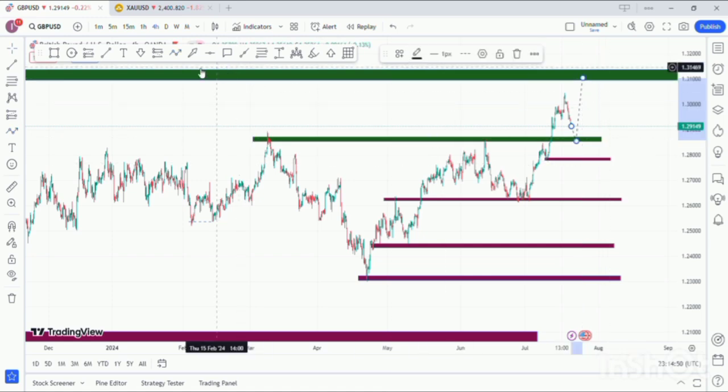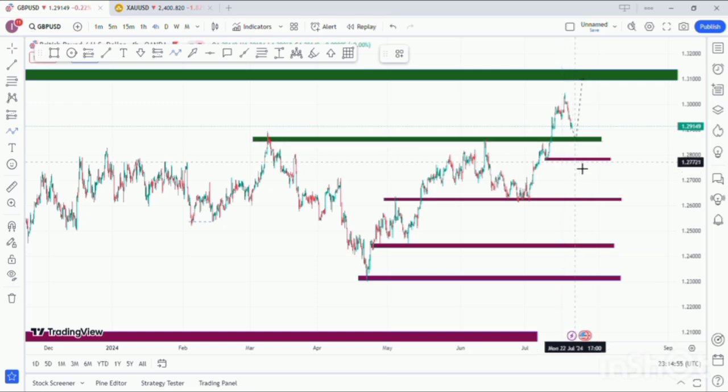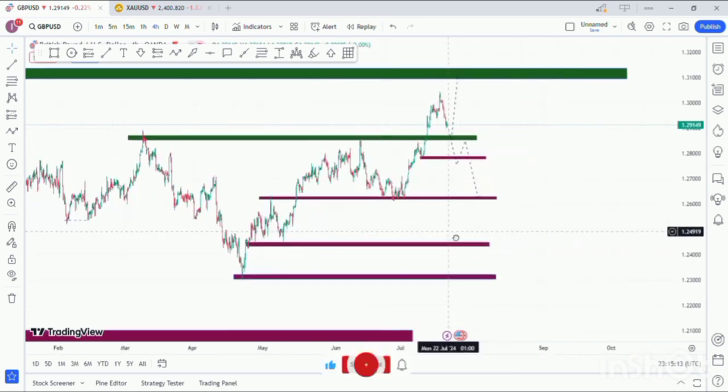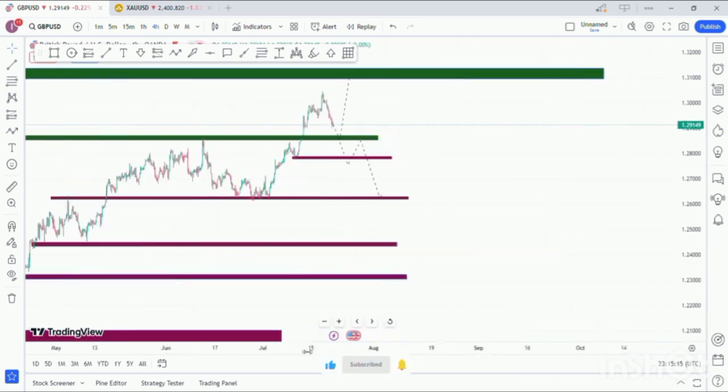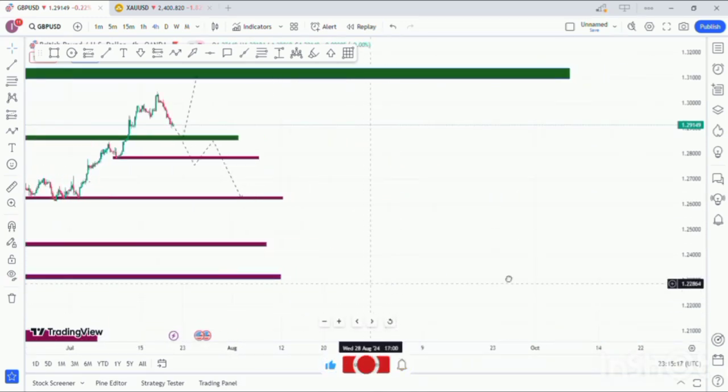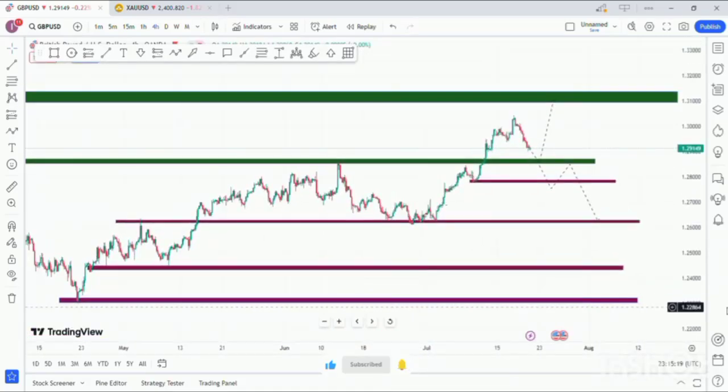But on the flip side scenario, if price breaks below this support zone right here, we'll be expecting price to give us a retest after breaking below this support zone before continuing to the next support zone just below, guys. As you can see, it's not very different from what we expected on the daily time frame. I'll just zoom out right here so we can see clearly what we're talking about, guys.